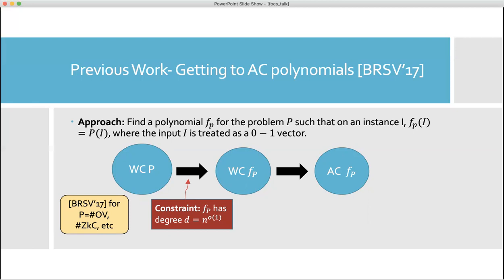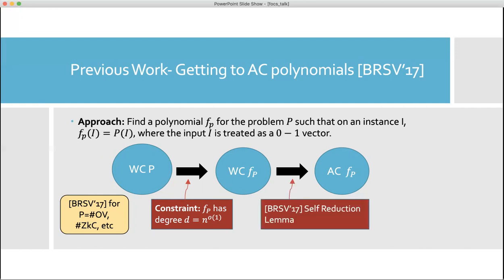Why do they need this constraint? It's because of the next step. So far they've reduced P to computing f_P, and now they have the self-reduction lemma that reduces computing f_P in the worst case to computing f_P in the average case.